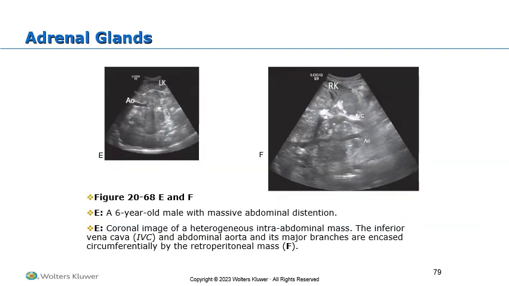Here's a couple of examples. This is just showing massive abdominal distension. When they looked more carefully at this, they see that there's this huge adrenal mass off the right kidney, completely grown around and encompassing the aorta. So these can become very aggressive.